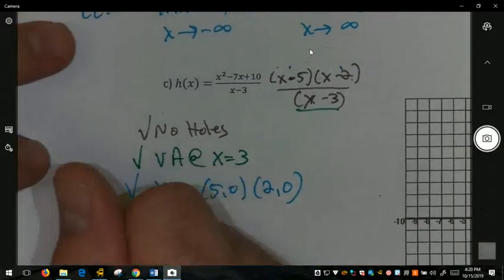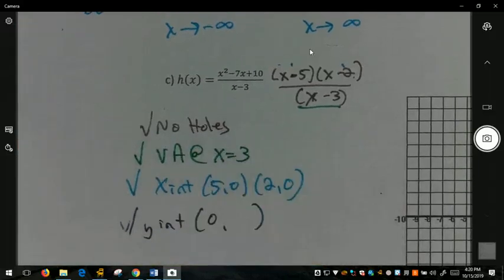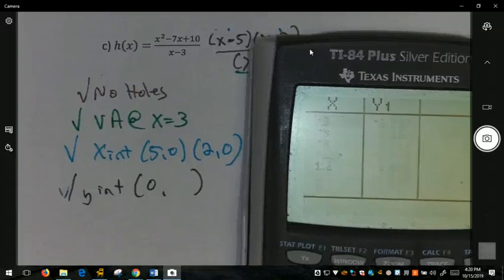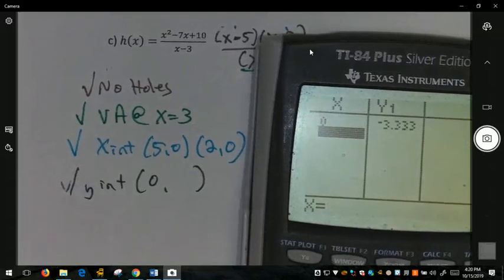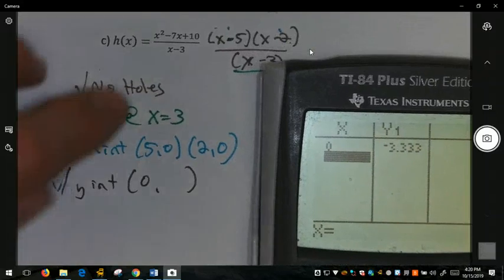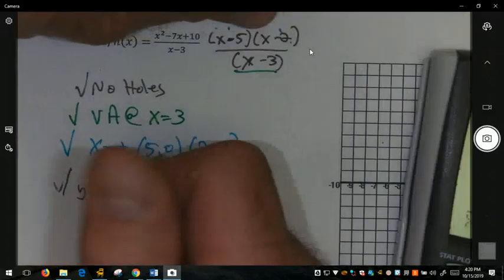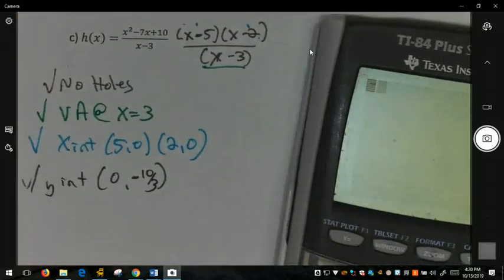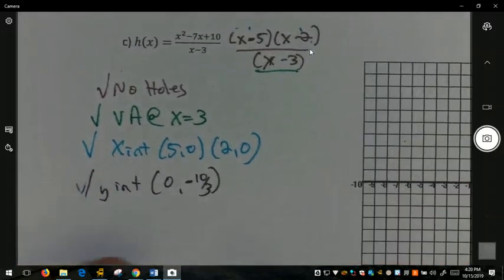To get my y-intercept, I will plug 0 into the function. So I'm going to do that right now in my table. Plugging in 0 gives me negative 3.3. That'd be negative 5 times negative 2, which is positive 10, over negative 3, so negative 10 thirds. Let me just double check this. Negative 10 thirds is negative 3.3, so we know we got it right.